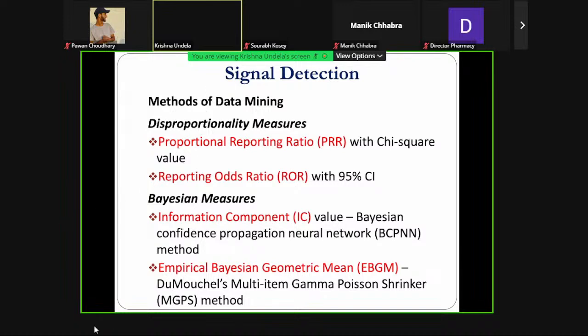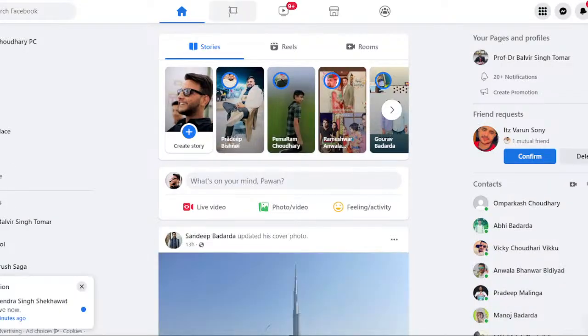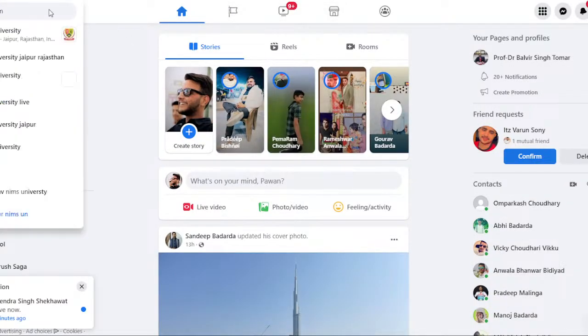Then we went for signal identification by performing the disproportionality analysis of the spontaneous reports that have been reported in the US FDA adverse event reporting system, as well as in VigiBase, as well as in the Canadian adverse event reaction database. So we took all three databases and tried to identify the signals between the SGLT2 inhibitors and pancreatitis. And interestingly, what we got to know is this medication.